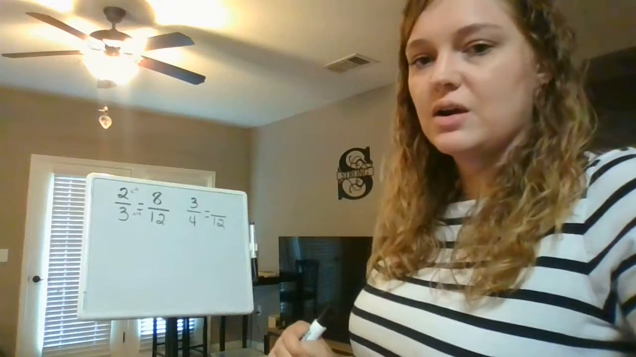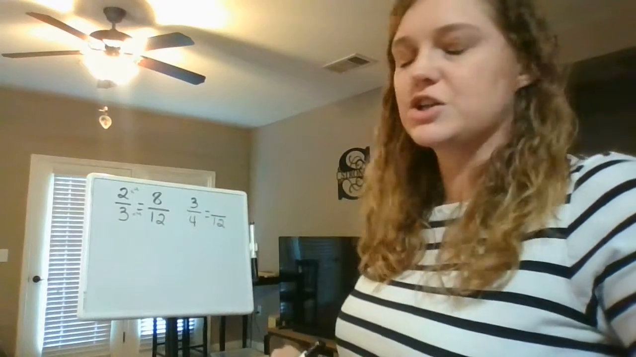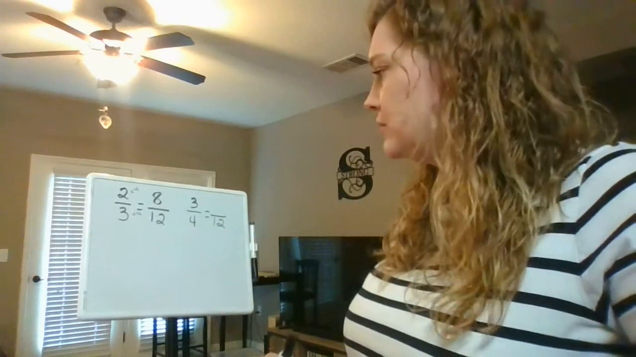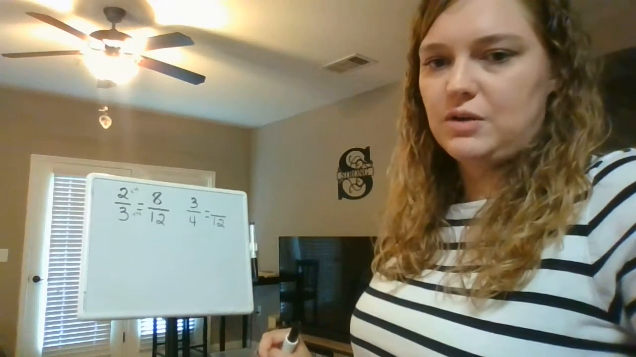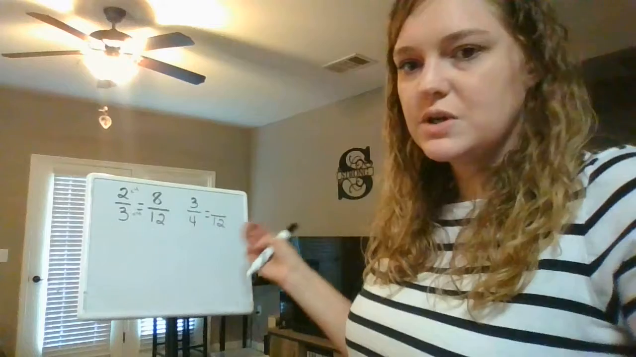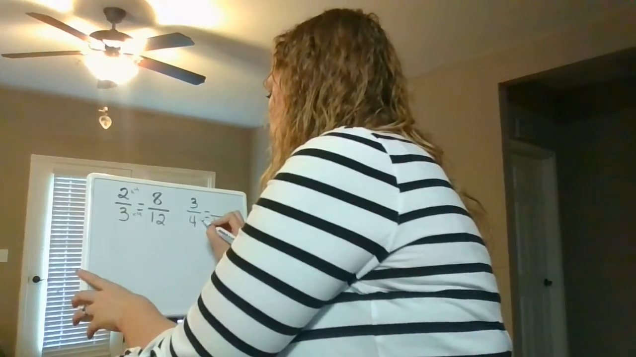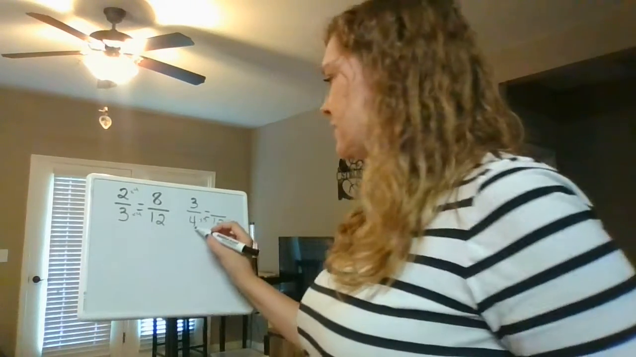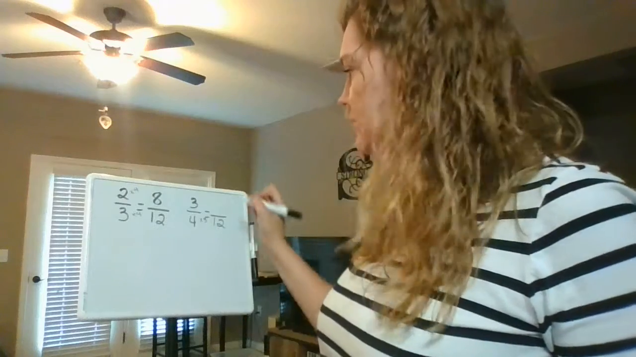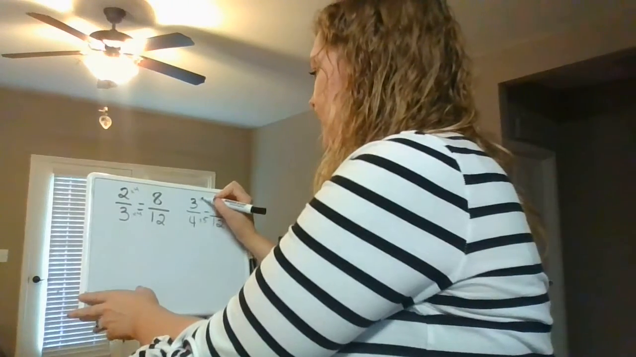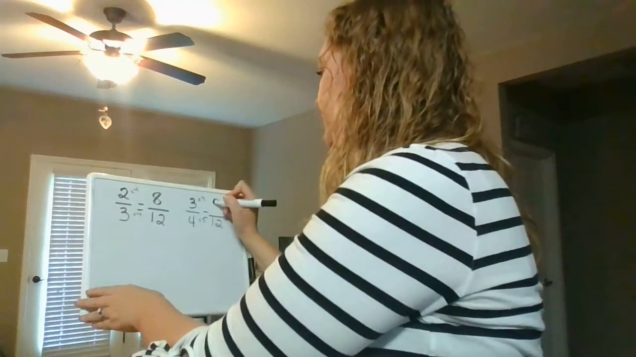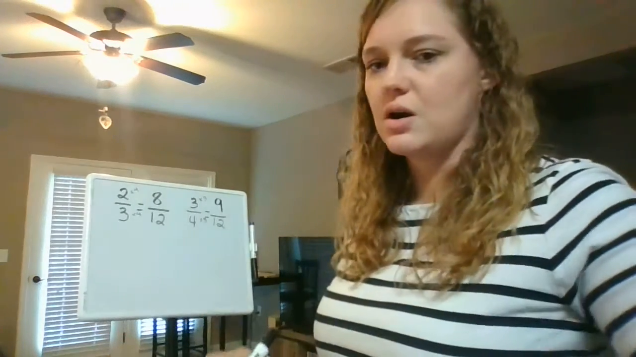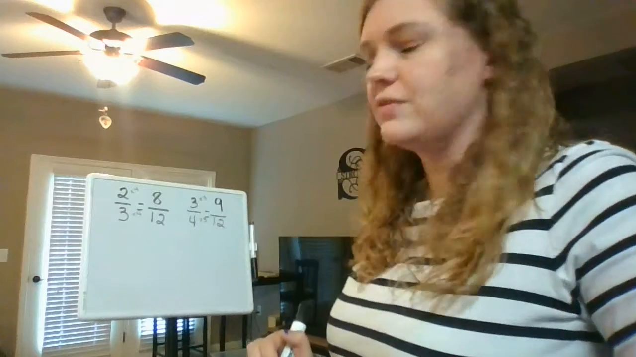Then I'm going to come over here and change 3/4 to be a fraction with a denominator of 12. So I have to multiply 4 times what to equal 12? Well, I know that 4 times 3 equals 12. So I multiplied 4 times 3 to get 12, so I have to do the same to the 3. 3 times 3 equals 9. So my fractions are 8/12 and 9/12.